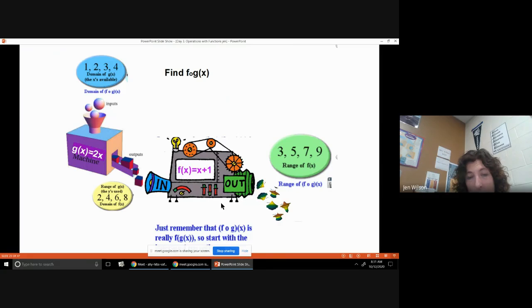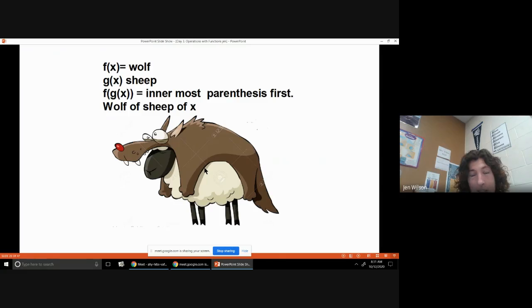So remember that with f of g of x, since g of x would have been inside the innermost parentheses, we would do that one first. And then we'll put the answer into f of x. So if you had f of x was a wolf, g of x was a sheep, and you have it written as f of g of x, g of x is in the innermost parentheses. So you take the sheep, and then you embed it in the equation of the wolf. So it becomes wolf of sheep of x.